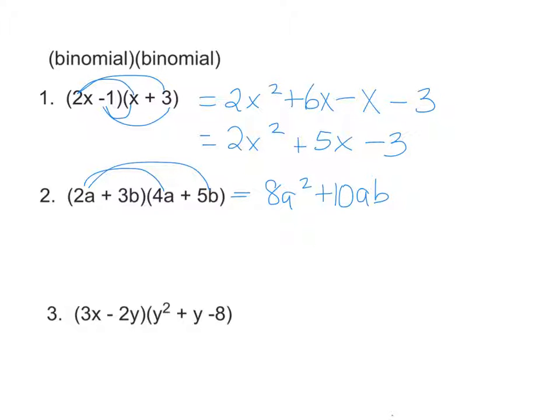Then we'll do the same thing with the 3b. Multiply it by everything in the second bracket. So we'll do 3b times 4a. What's that? 3 times 4 is 12ab. And then 3b times 5b. 15b squared.